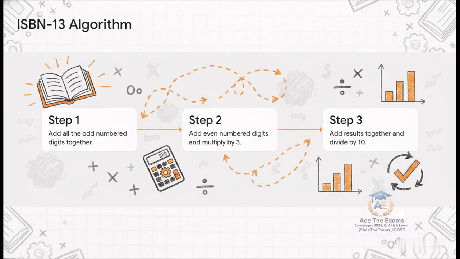Step 3. You add the results from stage 1 and stage 2 together, and then divide by 10. So we take 34, add 117, which equals 151. Divide 151 by 10, and you get 15 with a remainder of 1. Because that remainder is not 0, the check digit is incorrect.